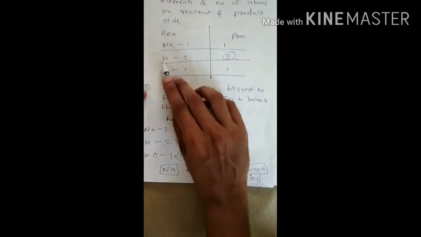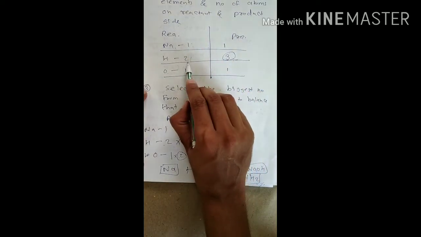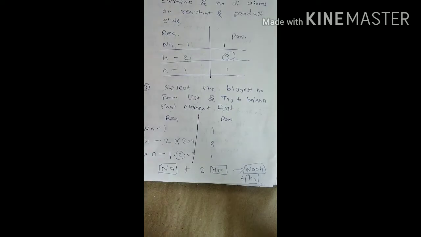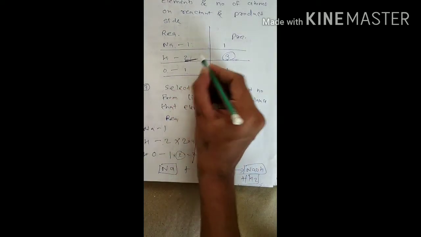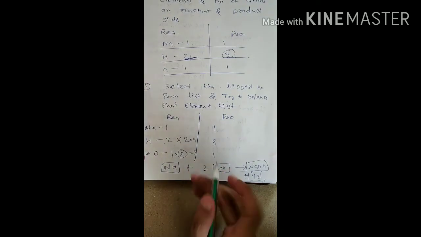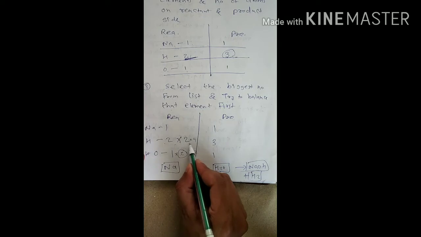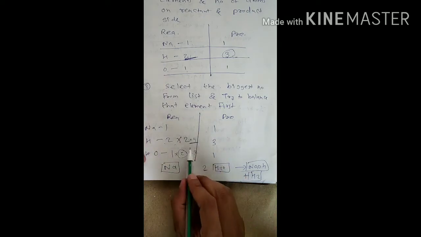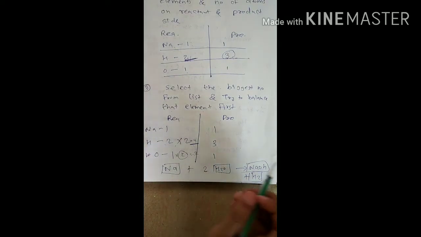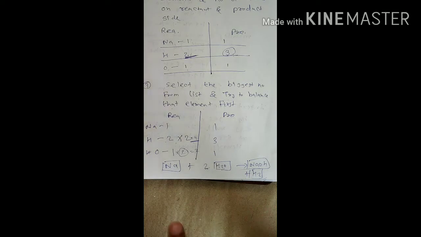So hydrogen is 3 on product side and 2 on reactant side. So I have to make some changes on reactant side here. So I am multiplying 2 by 2 here. Okay, why am I multiplying by 2? So I have to make 2 molecules here. I can't make 1.5 molecule or 1.6 molecule.